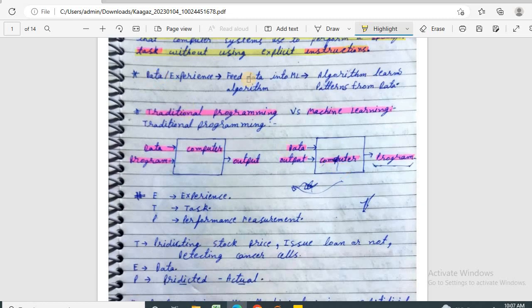What we feed to a machine learning algorithm is data, or you can say experience. So we feed data into the machine learning algorithm, and the algorithm learns patterns from data and tells us.